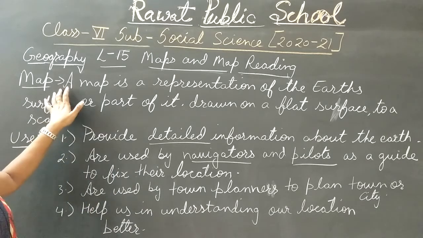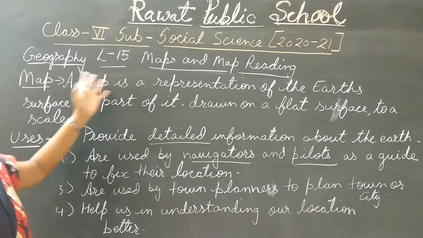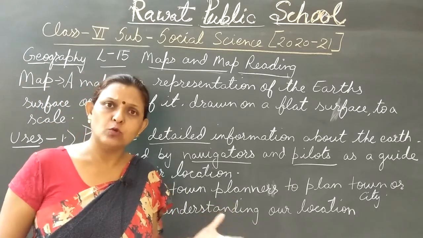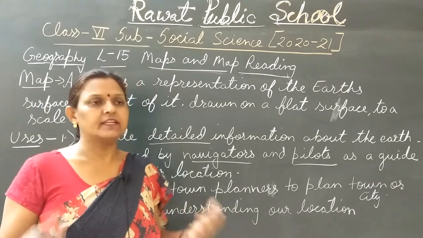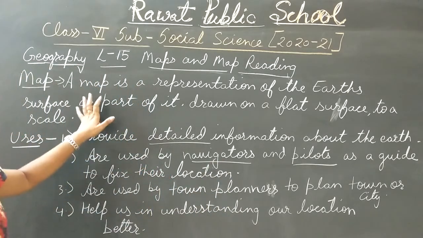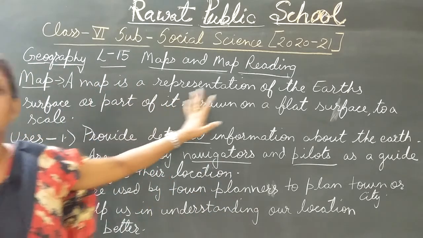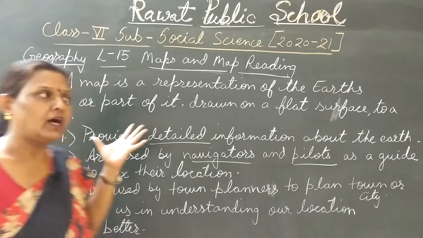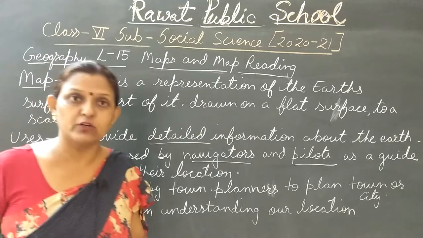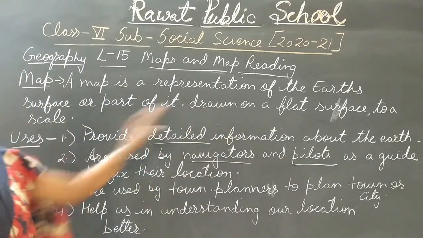Again, what is a map? Why do we prefer maps over globes? Because maps are easy to carry. They are not so bulky or heavy. We can keep and fold them in any place, and we can also hang them. The definition of a map is a representation of the earth, or a part of the earth, drawn on a flat surface. A map is always drawn on a flat surface to a scale.